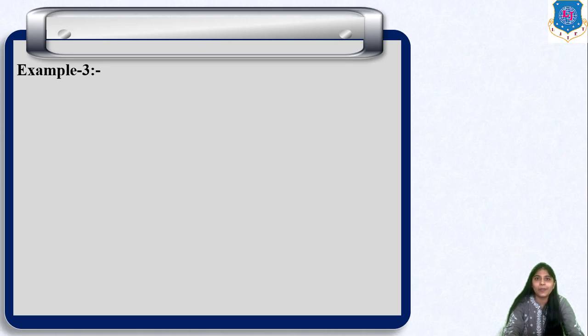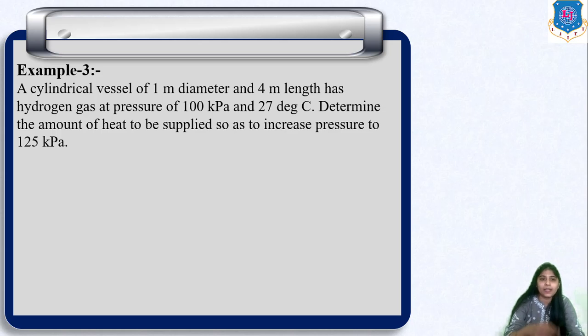Now let us discuss example 3. In this example, a cylindrical vessel of 1 meter diameter and 4 meter length has hydrogen gas at a pressure of 100 kilopascal and 27 degrees Celsius temperature. Determine the amount of heat to be supplied so as to increase the pressure to 125 kilopascal. So we have to determine the amount of heat so that the pressure of the gas increases from 100 kilopascal to 125 kilopascal.